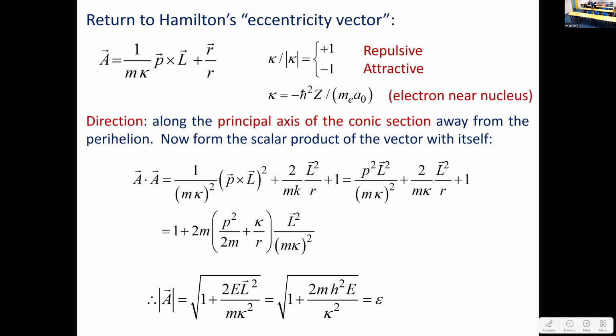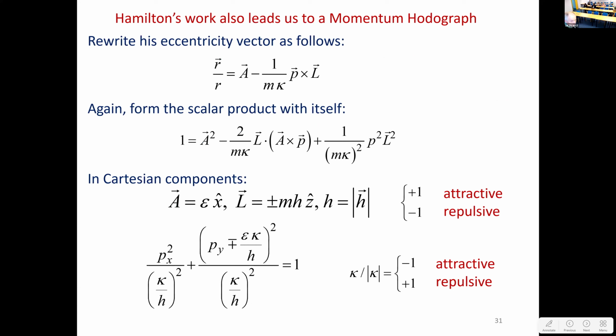There's something else one could do with this by changing the expression slightly, just rewriting it, because I'm interested here in a momentum hodograph. From a quantum mechanical point of view, the momentum is the fundamental quantity rather than the velocity. So let's think of whether we could construct a momentum hodograph. We change the expression to this form, and now we form the scalar product with itself, and do this carefully. The interesting thing is this points along the principal axis x, so we know its magnitude is the eccentricity.